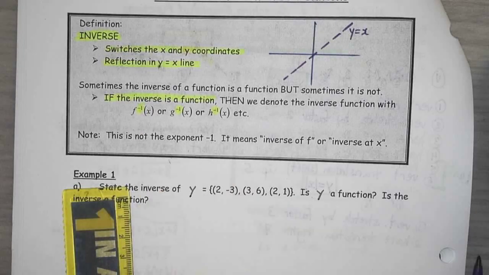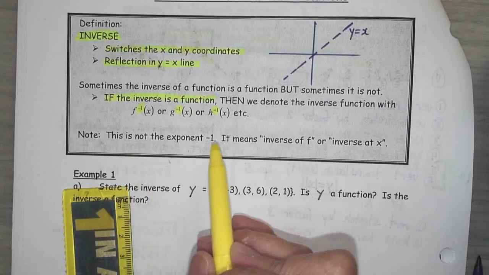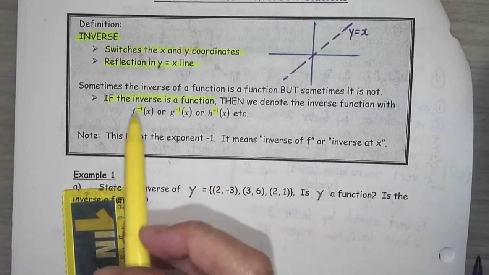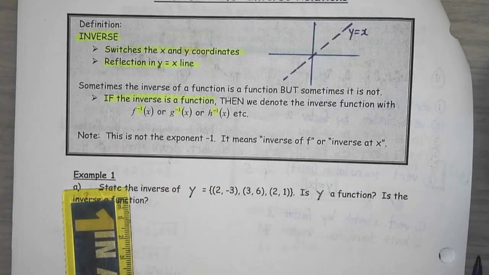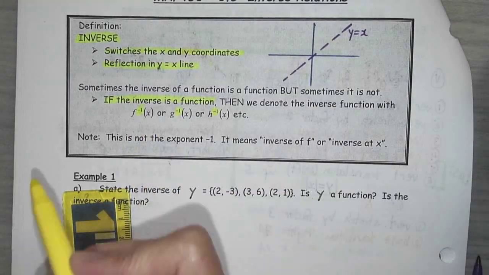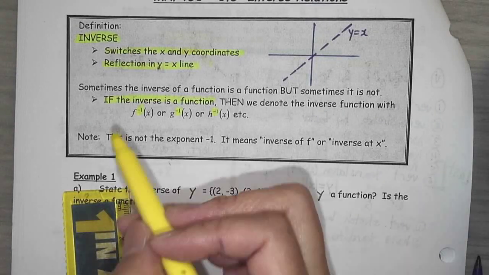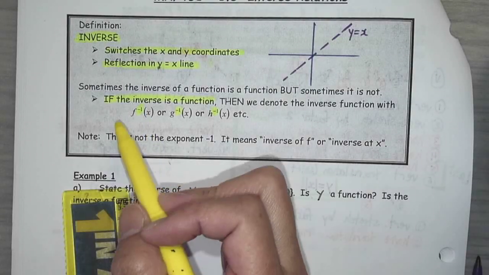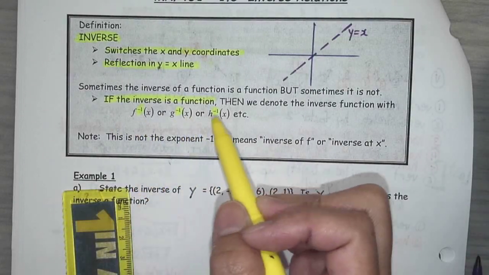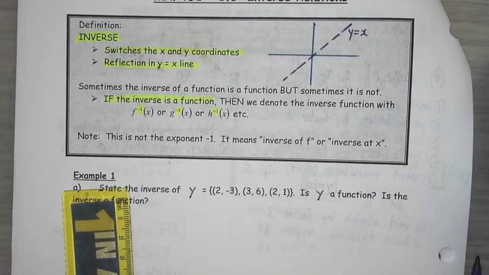So when we use this little notation, it's not the exponent -1. When that little -1 is used, it physically is a -1, but when you use it on function notation, it means inverse, not to the power of -1. Okay, so it's the same symbol, but it means not to the power of -1. It means inverse of f of x, inverse of g of x, inverse of h of x. So it means inverse, not -1.